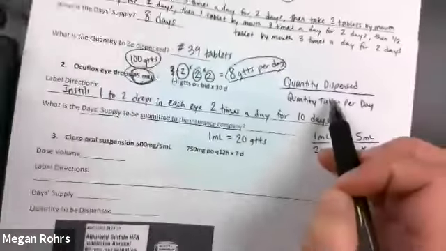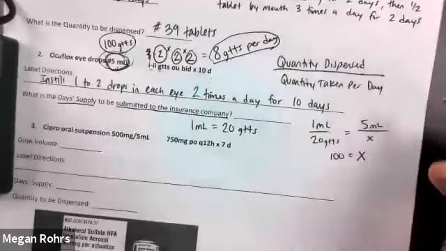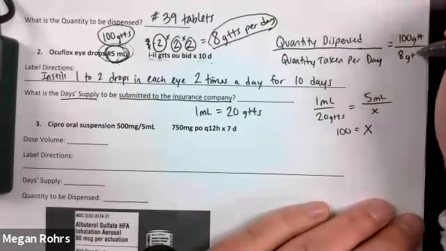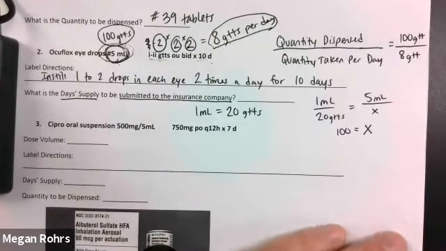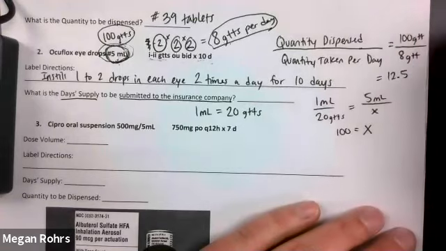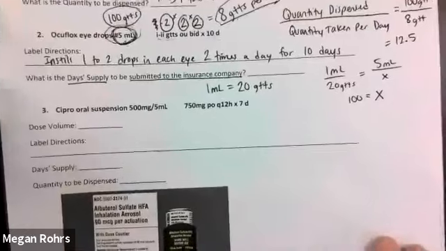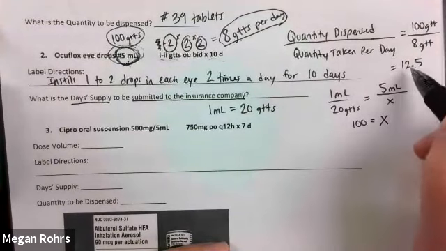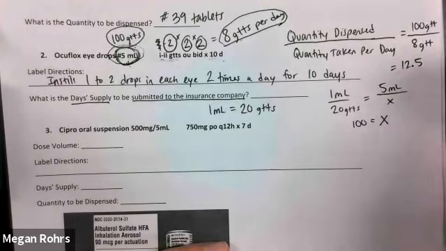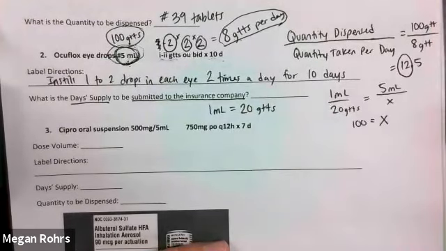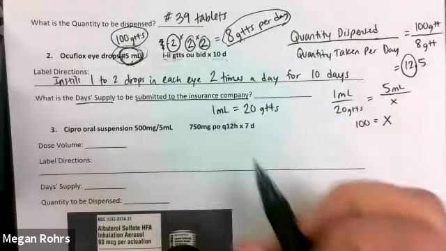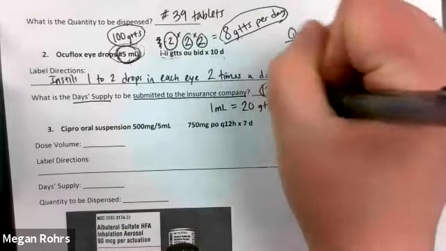So the quantity to be dispensed is 100 drops, and the quantity taken per day is 8 drops. So all we need to do is divide that. So 100 divided by 8, that gives me 12.5. Now, if you remember our rule, we always round down to the nearest whole number. So even though this is .5, I don't round up to 13 because this isn't lasting a full 13 days. It's only lasting a full 12 days. And this is longer than the prescribed day supply. So to the insurance company, I would submit a 12-day supply.